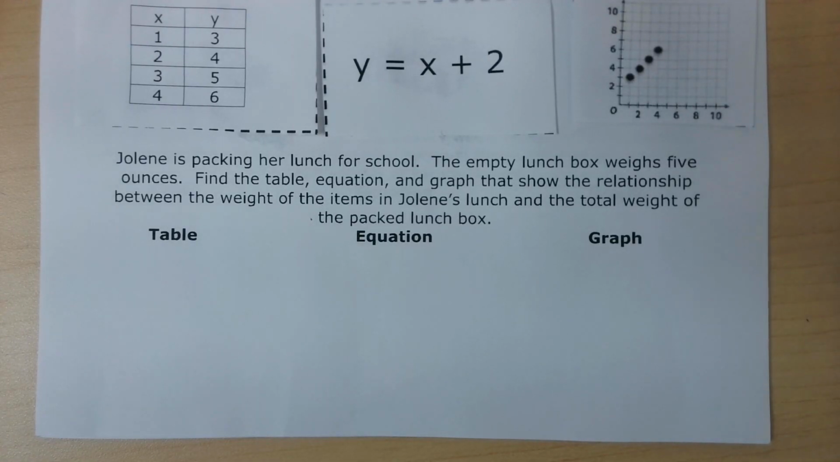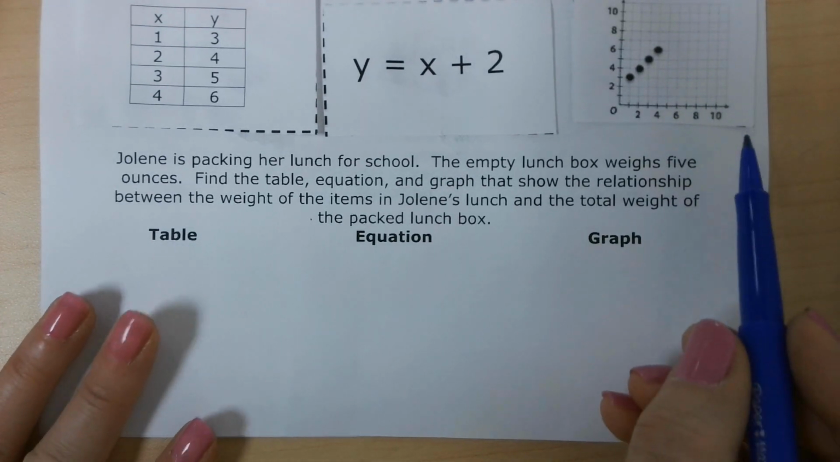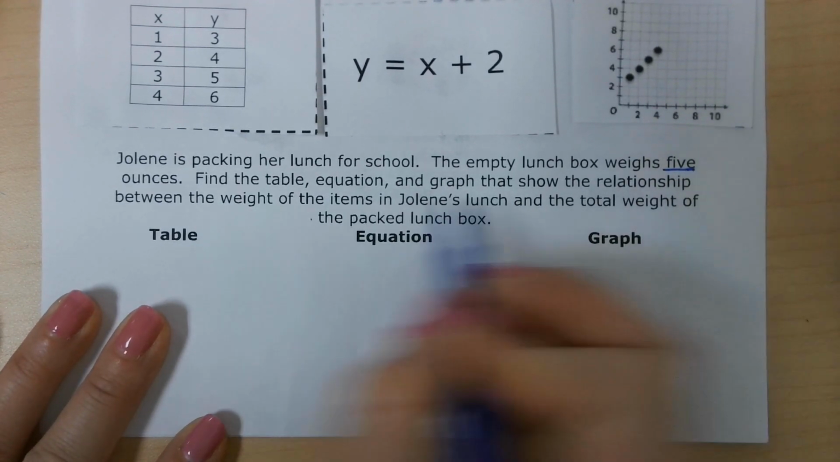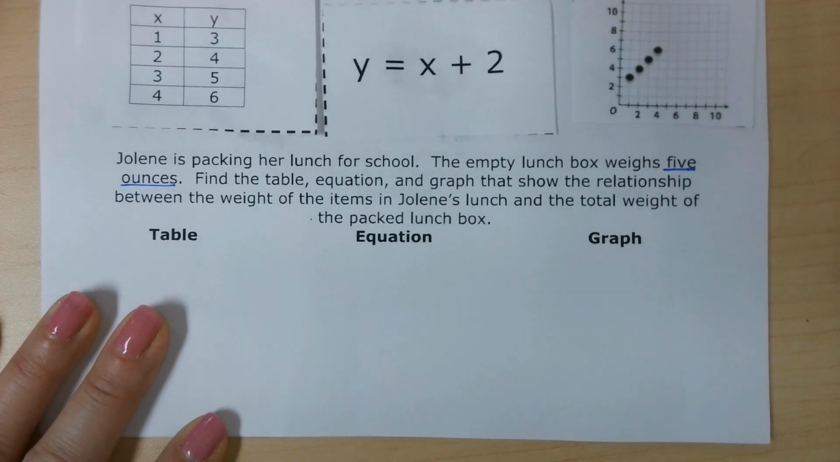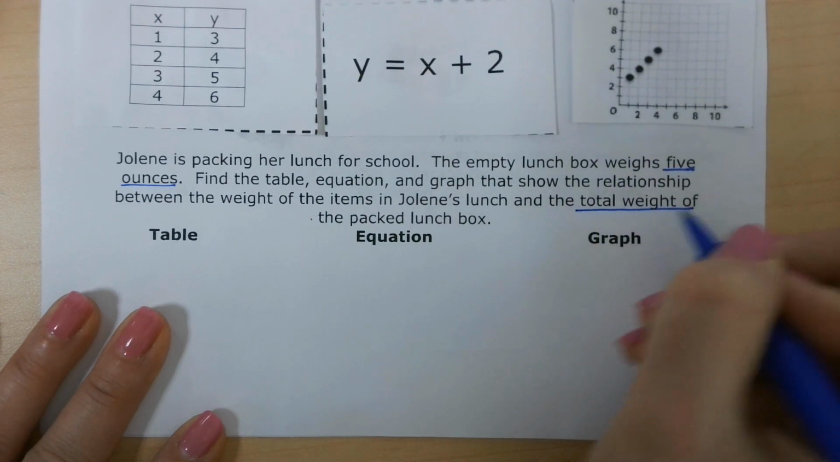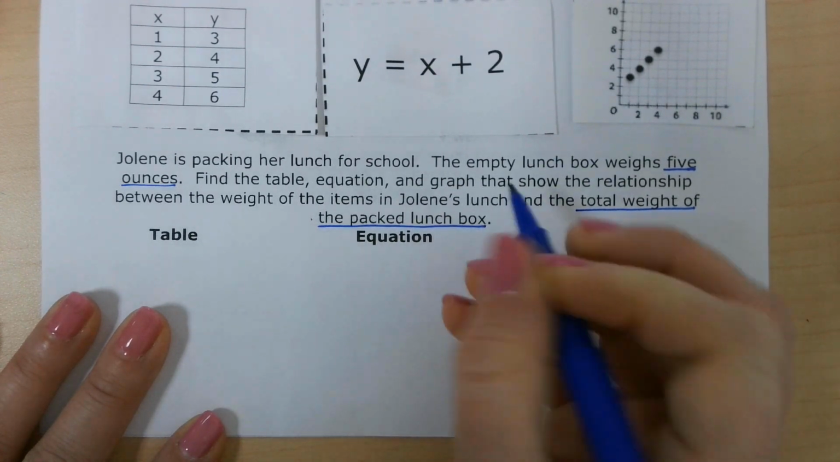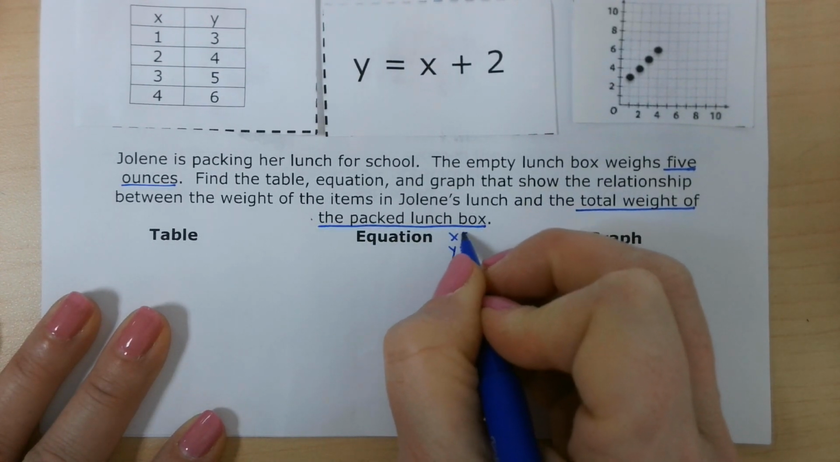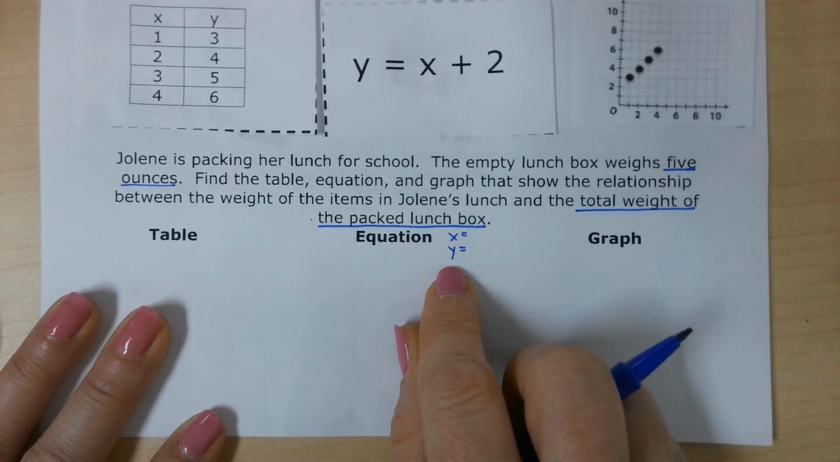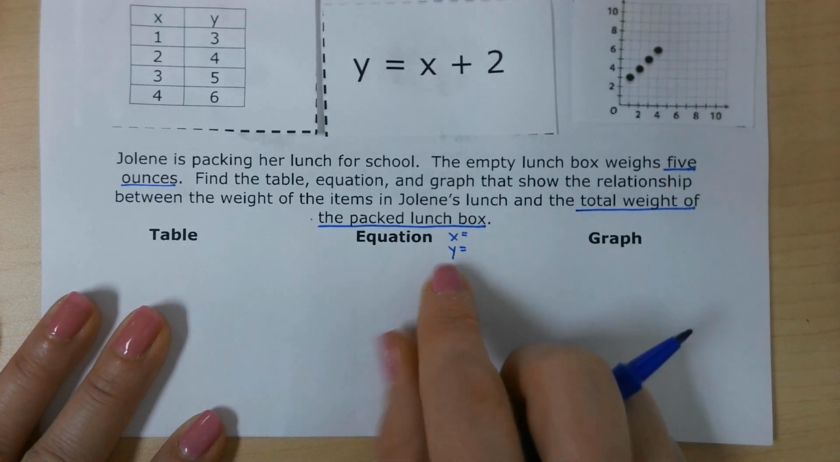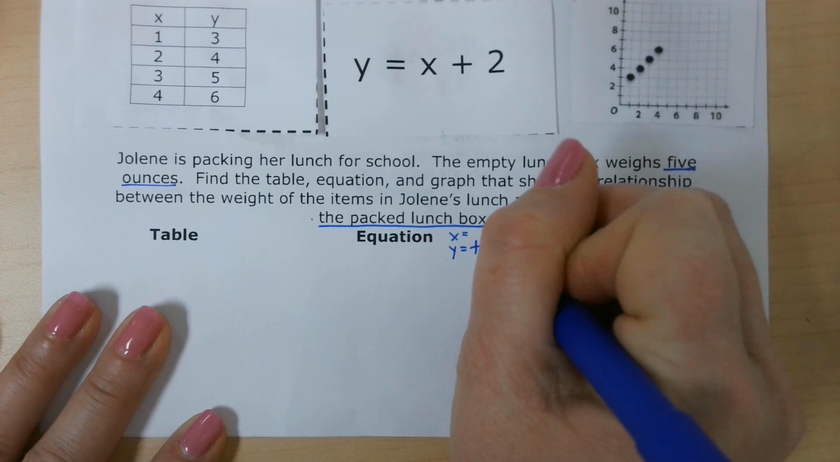All right, this next one says Jolene is packing her lunch for school. The empty lunchbox weighs 5 ounces. So by itself, the lunchbox weighs 5 ounces with nothing in it. Find the table, equation, and graph that show the relationship between the weight of the items in Jolene's lunch and the total weight of the packed lunch. All right, so this is what we're looking for, the total weight of the packed lunch. So we know automatically that that's going to be our y, our answer, or our output. So the y stands for total weight.